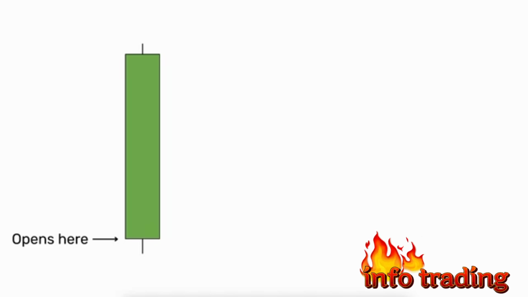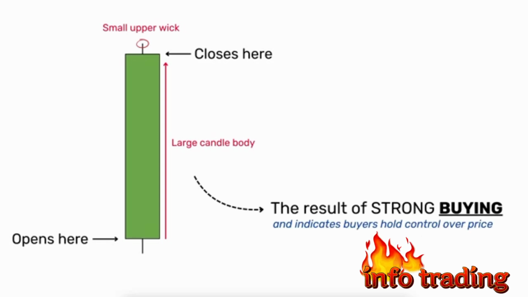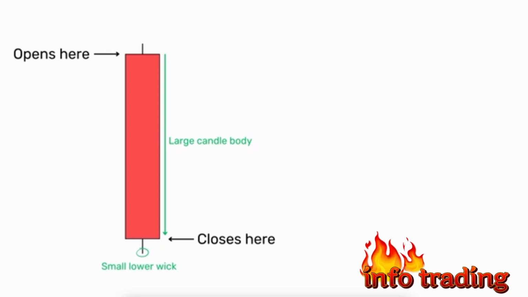If we have a candle that opens here and closes here with a large candle body and a small upper wick, this is the result of strong buying. This is a strength candle. And it indicates that right now, at the time of printing this candle, the buyers hold control over price in the market. The same is true for a bearish candle that opens here, closes here, has a large candle body and a small lower wick.